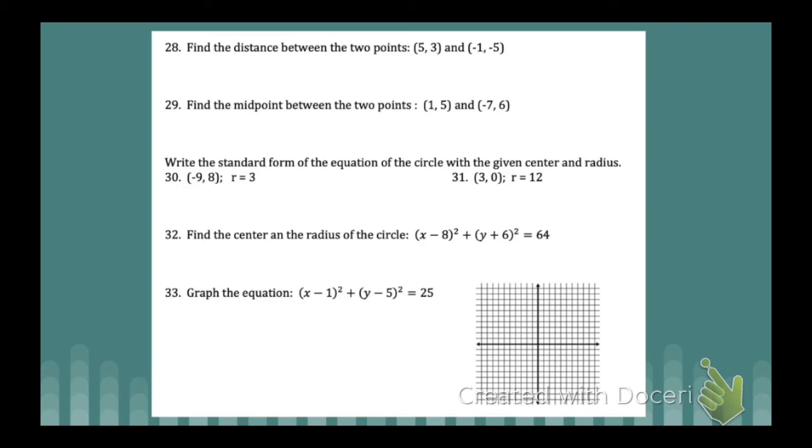For problems 30 and 31, we're writing an equation of a circle in standard form. I give you the center and the radius, so it's pretty easy just to plug those in. For 32, we're going to go backwards. You need to find the center and the radius, so it's kind of the opposite of what we're doing in 30 and 31. For 33, we're graphing the circle, so find the radius, find the center, graph the circle.